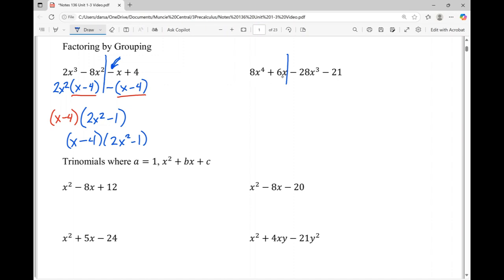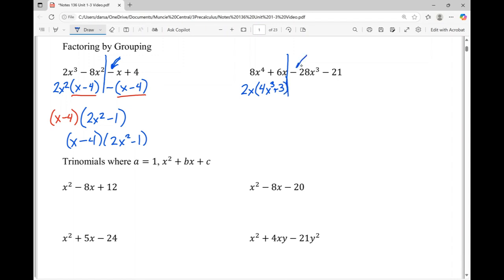What do the two on the left have in common? Well, they both have a 2 and an x. So I'm going to take a 2x out of this side, and that will leave me with 4x cubed plus 3. Now, let's look at the right side.